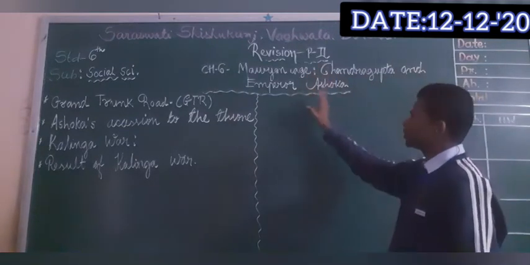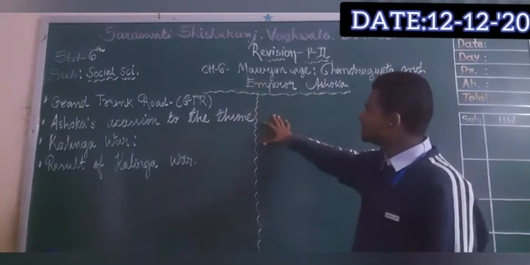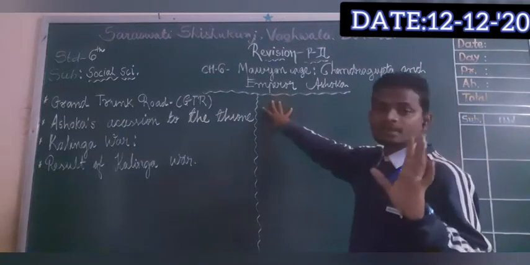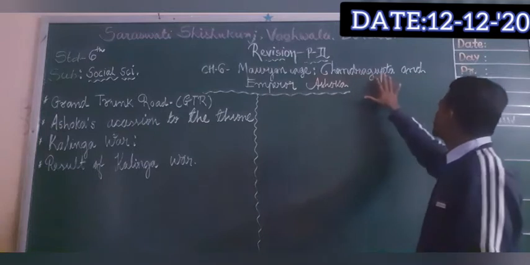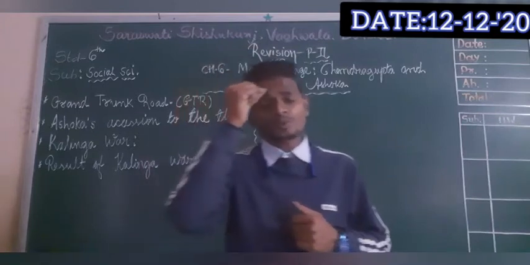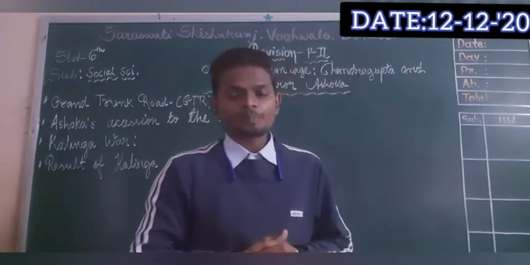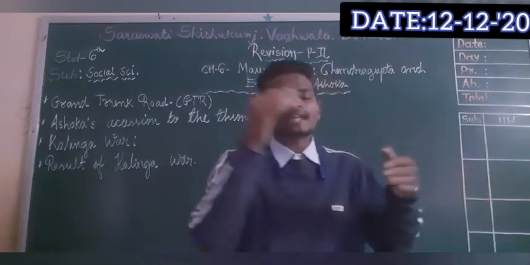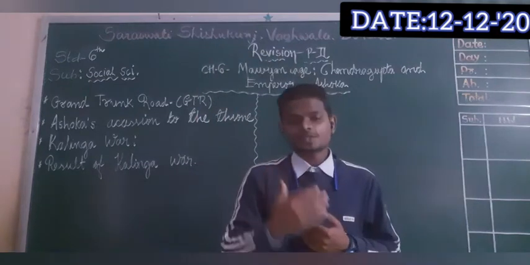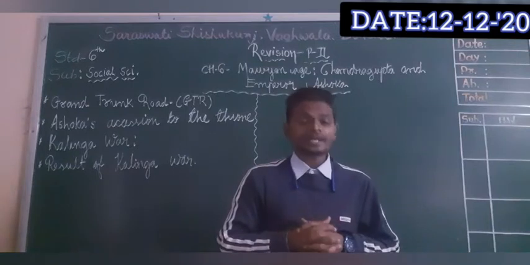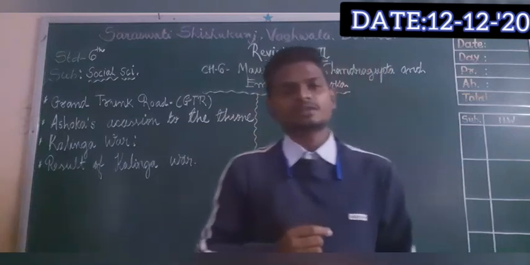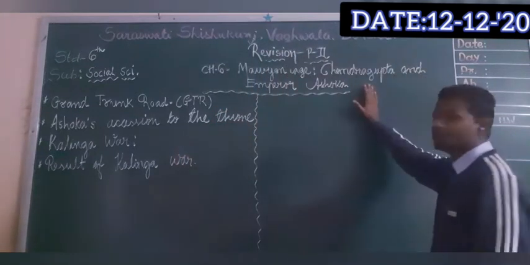This is revision part 2, standard 6, social science, and what we have been discussing from last 1 week is chapter number 6, Mauryan age, Chandragupta and Emperor Ashoka. In the first offline revision video, we discussed Chandragupta, how he extended his empire into some parts of North India and some parts of South India. After that, we discussed the administration in Chandragupta's empire.